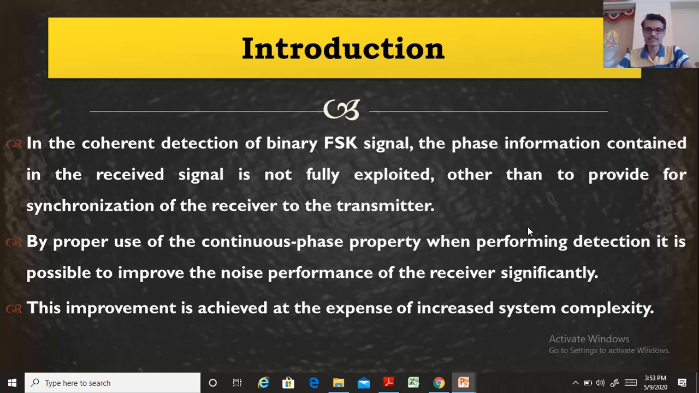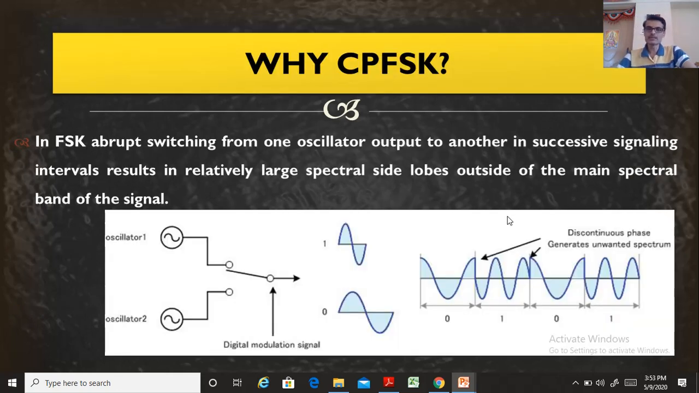Now there is a small difference between simple binary FSK and continuous phase FSK. What is binary FSK? Just look at this representation. I am using two oscillators over here, oscillator 1 and oscillator 2. This one is for binary 1, and let us say this is for binary 0. This one is a high frequency oscillator, this one is a low frequency oscillator. I am switching between these two oscillators depending on the data. Say here in this case the data is 0.